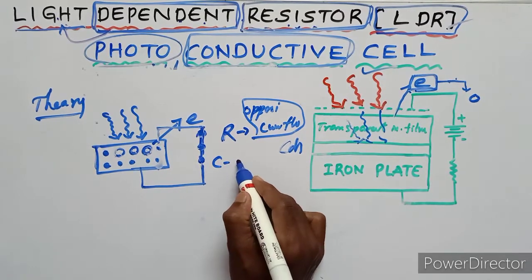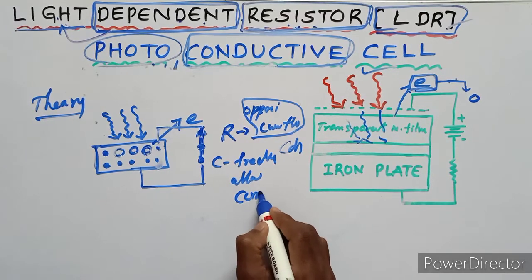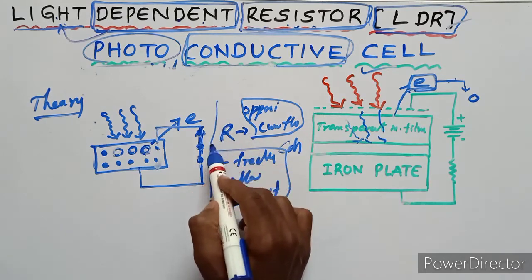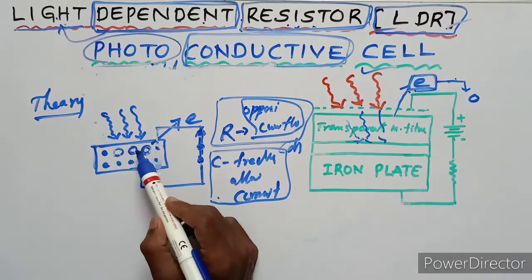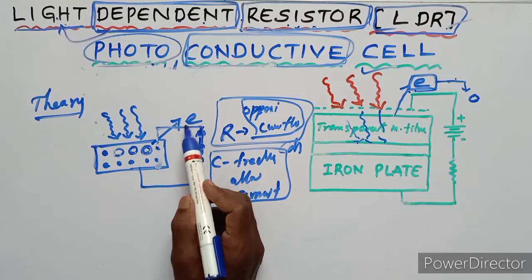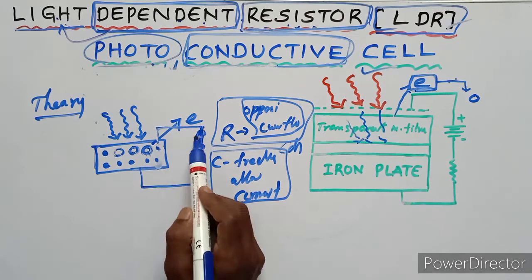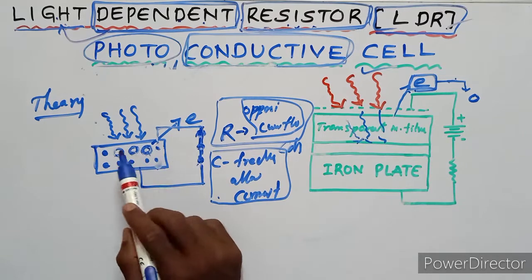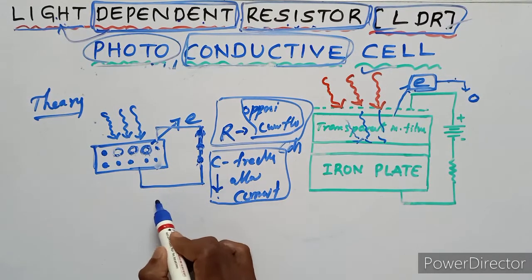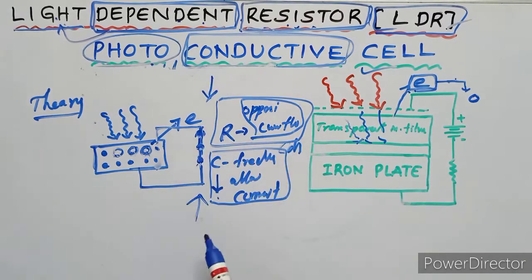Conductivity means freely allowing the current; this is freely allowing the current, this is opposing the current. So one electron is emitted, then a hole is created. Another electron is emitted, then a hole is created. These pairs, hole and electron, easily and freely allow the current carriers. So the conductivity is increasing, resistance is decreasing.